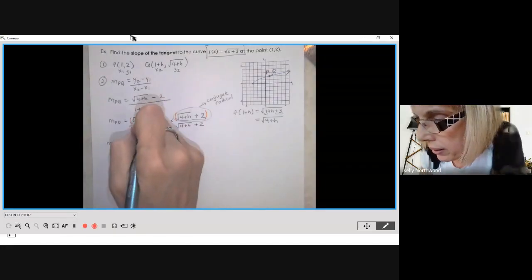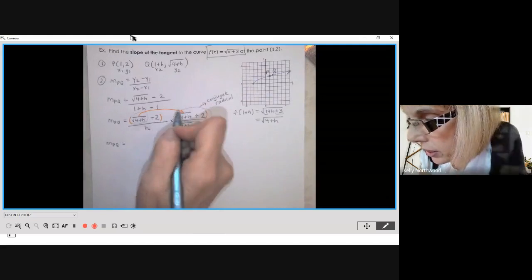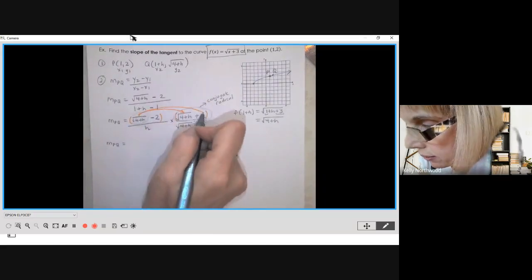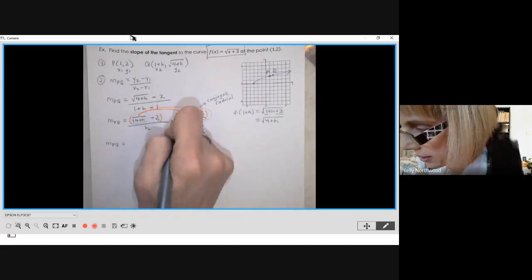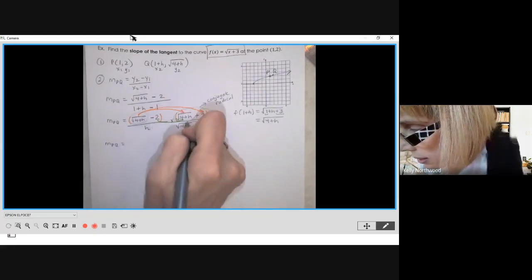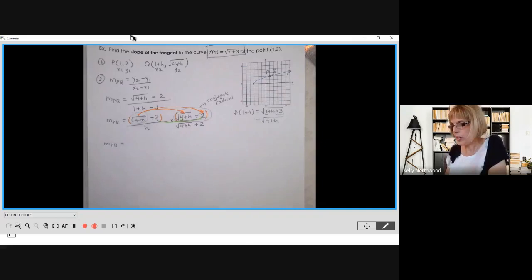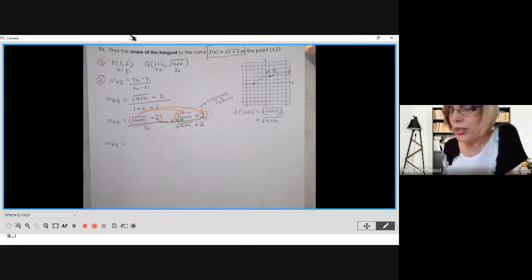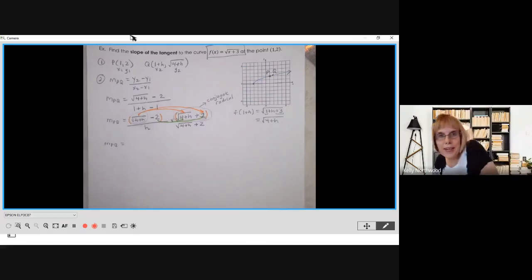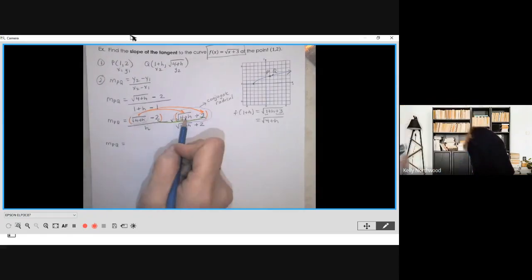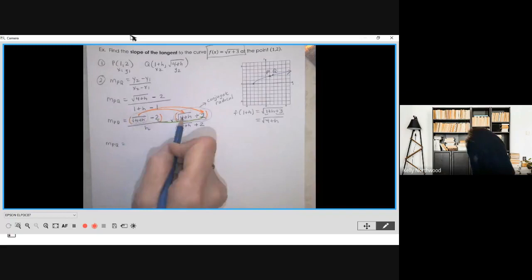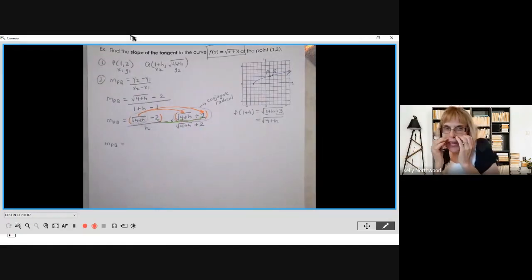So we're going to multiply first by first, first by second, second by first, second by second. So we're going to carry out those 4 multiplications. All right. What is the square root of 4 plus h multiplied by itself? If I multiply these two together, what do I get and why?